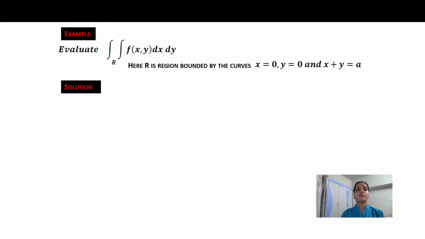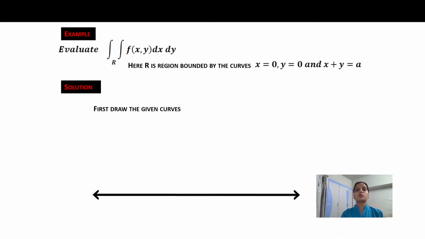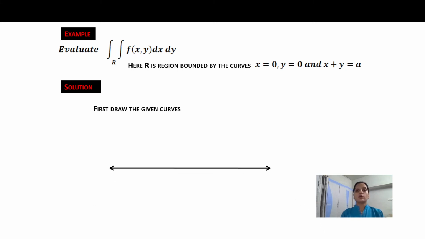The function is f of xy dx dy, where R is a region bounded by the curves. These are the curves x is equal to 0, y is equal to 0 and x plus y is equal to a. So first of all, let us draw the first curve x is equal to 0. So x is equal to 0, you know that is your y-axis. Y is equal to 0 is your x-axis. So these two curves you will draw first. Then drawing the line x plus y is equal to a.